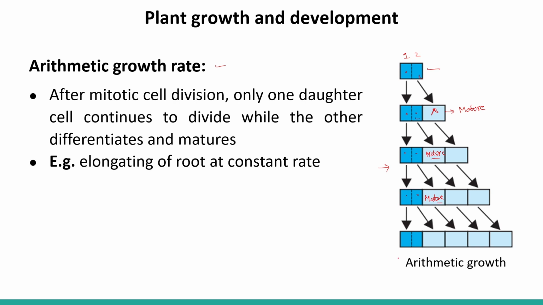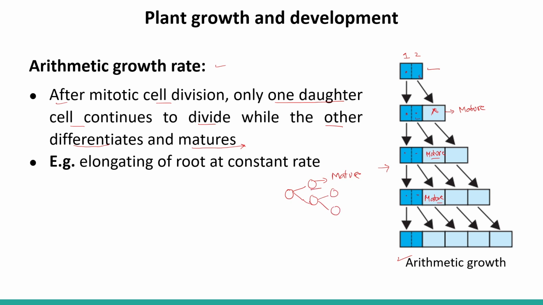This is known as arithmetic growth. All right, so let's study this. After mitotic cell division, what happens? Only one daughter cell continues to divide while the other differentiates and matures. One cell gives rise to two cells. This cell will mature, whereas this cell will continue to divide.